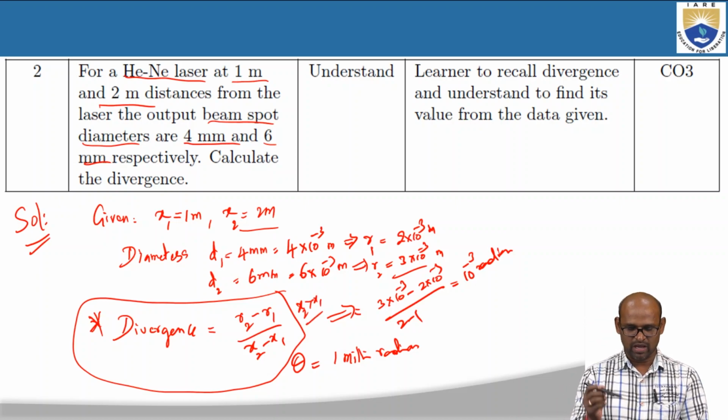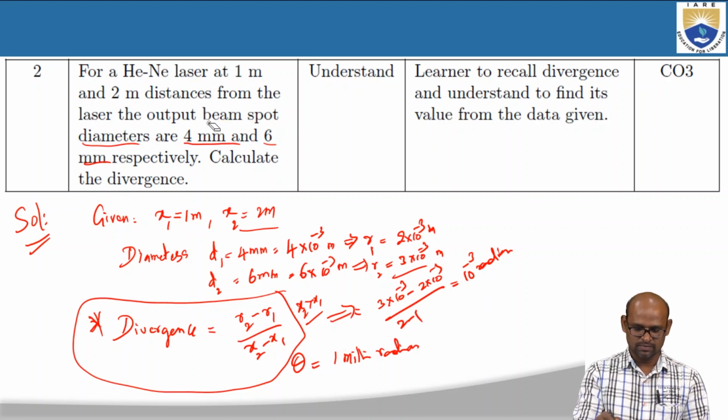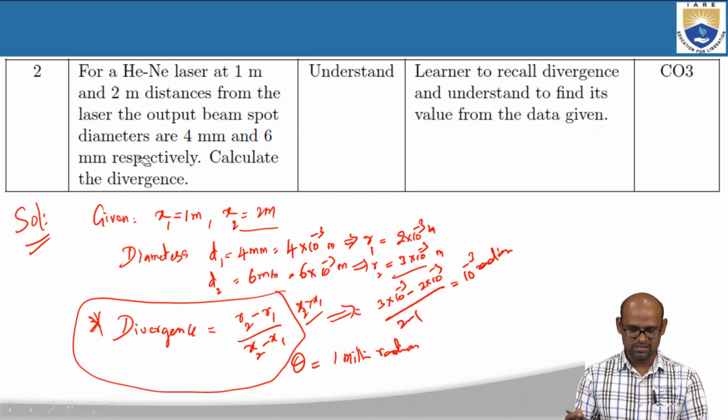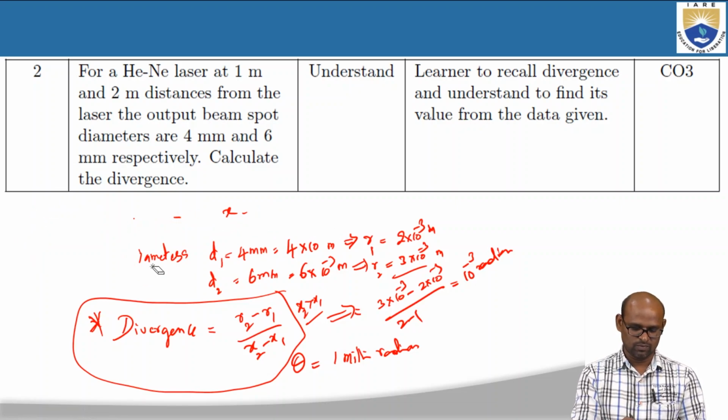So we have calculated the divergence for the helium neon laser at two different distances, and the divergence turned out to be 1 milliradian.